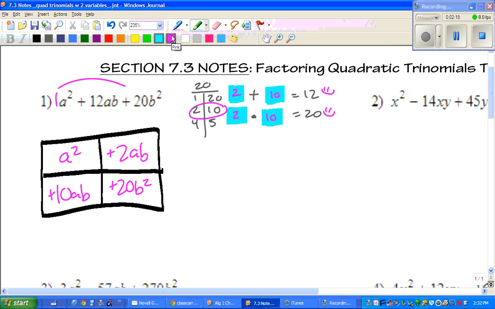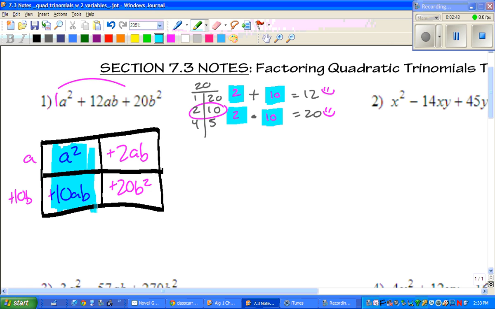Okay, so when we're doing the box method, we want to know what are the factors of the top. What can we take out? And for this, we can only take out an A. What about the bottom? What's the GCF of the bottom? Well, for that one, it is a positive 10b.